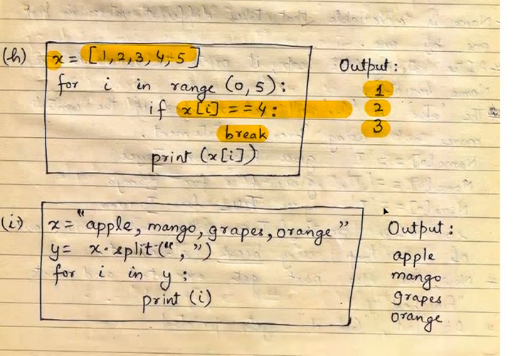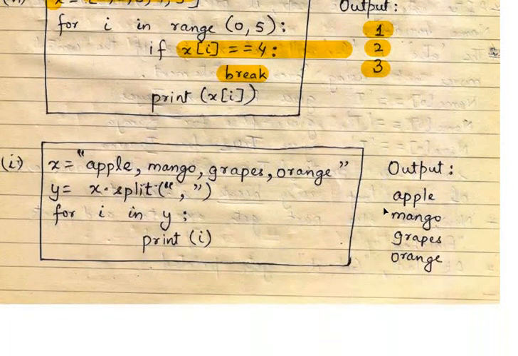Coming to the next question, we have x equal to a string which is comma separated values. So you can see that I have taken 4 fruit names: apple, mango, grapes, orange. It can be anything. So apple, mango, grapes, orange. This is a string separated by comma, and what I'm doing, I'm actually splitting the value of x by comma. So where the comma is found, the string is split.